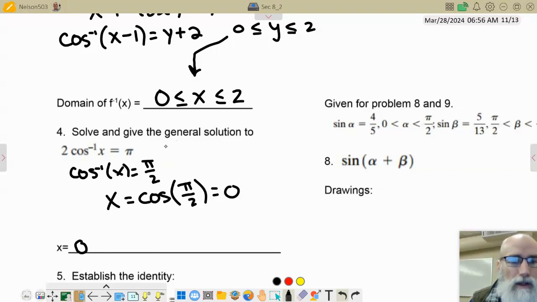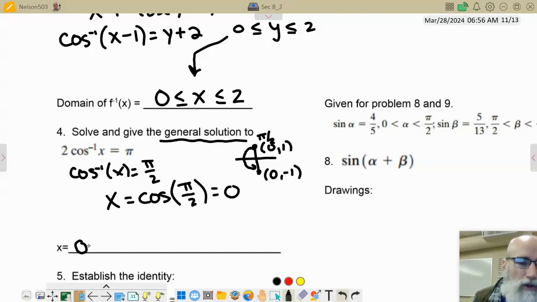Now it does say give the general solution. So, you know, if we were up here and that's pi halves right there, right? It has a coordinate of 0, 1. Well, this one down here has a coordinate of 0, -1, right? So see how the x value is still 0 down here? So what's the angle between these two? Well, it's a full pi, right? So I could put 0 plus pi k.